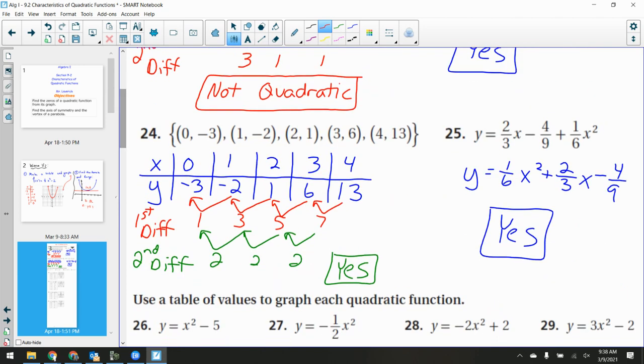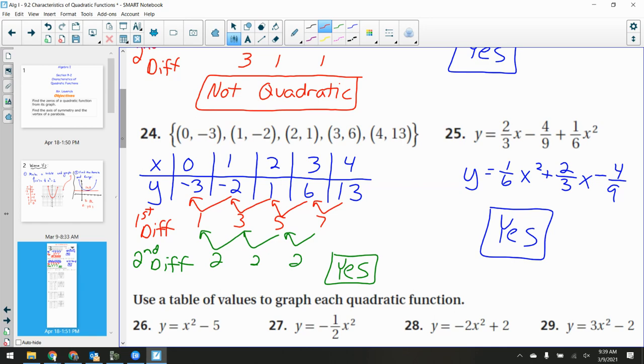Scrolling down, here's 24 and 25. In number 24, I would make a table to see what's going on there. You could have also plotted the points and just see if it was in that U shape. But we do see a constant set of second differences, so it is quadratic. And number 25, I know we got some weird fractions going on, but I don't care about the fractions. I only care about the fact that I see an x squared term, so therefore it is quadratic. Any questions on the first four?